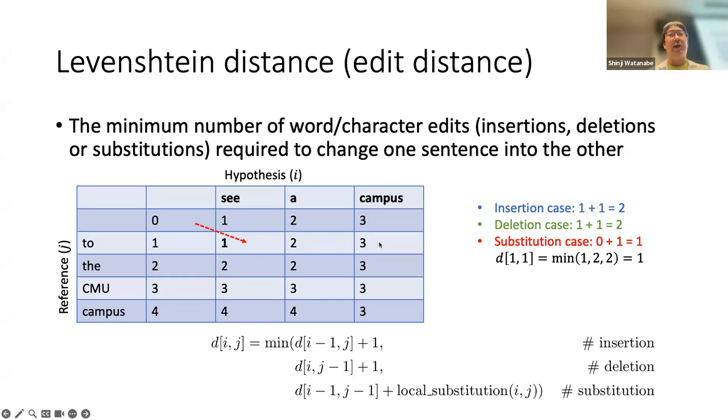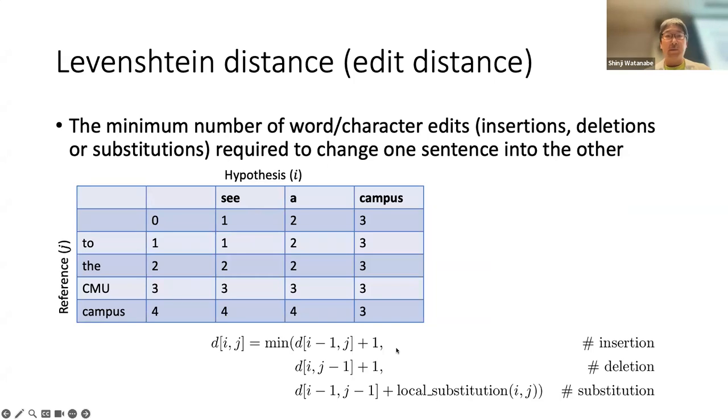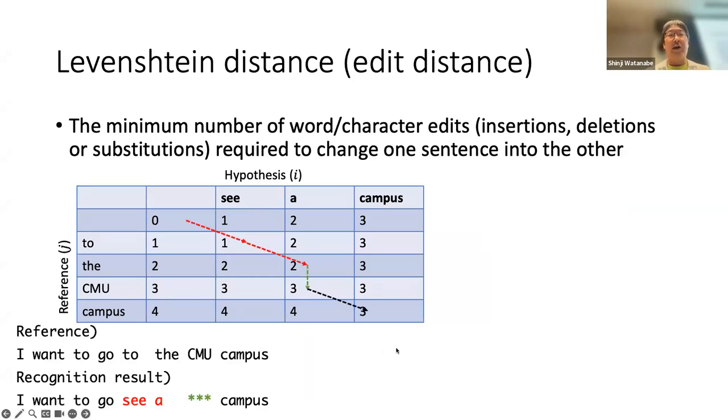And by continuing this kind of computation, we can actually get all the error counts in the table incrementally, and then we can compute all the other errors. In this case, the error is 3. However, after that, we can find that, for example, by considering this route, we have two substitution errors and one error that is missing.